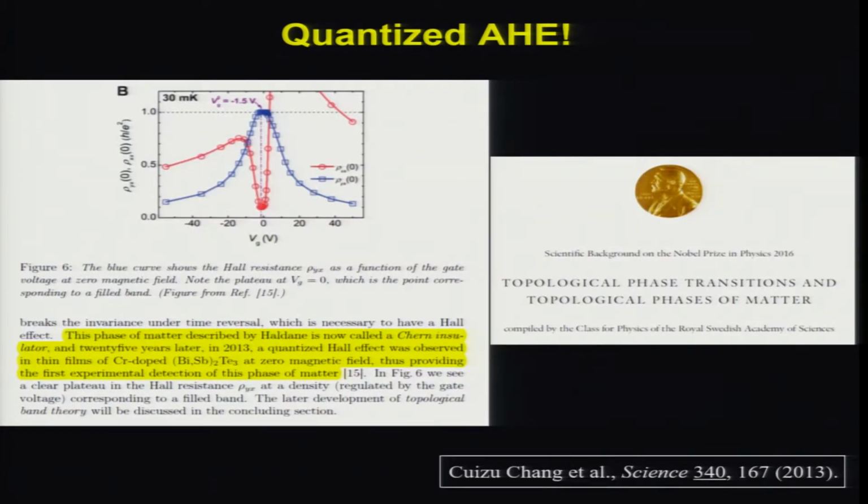We are very happy that this figure was used in the scientific background for last year's Nobel Prize, as figure 6. It says that this phase of matter described by Haldane is now called the Chern insulator. And 25 years later, in 2013, a quantized Hall effect was observed in a film of chromium-doped bismuth antimony telluride topological insulator at zero magnetic field, thus providing the first experimental detection of this phase of matter.